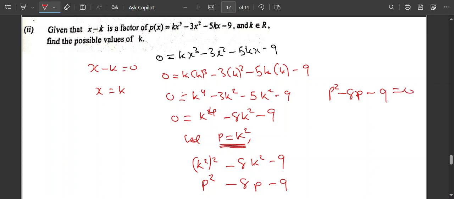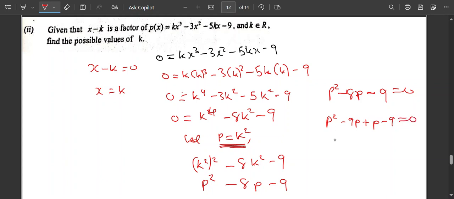How am I solving it quadratically? So what I'll do here, I'll factor it out. The numbers that multiply to give negative 9 and add to give negative 8: that will be negative 9p plus p. Then again, when you multiply, they still give you this. Then it's equal to 0.